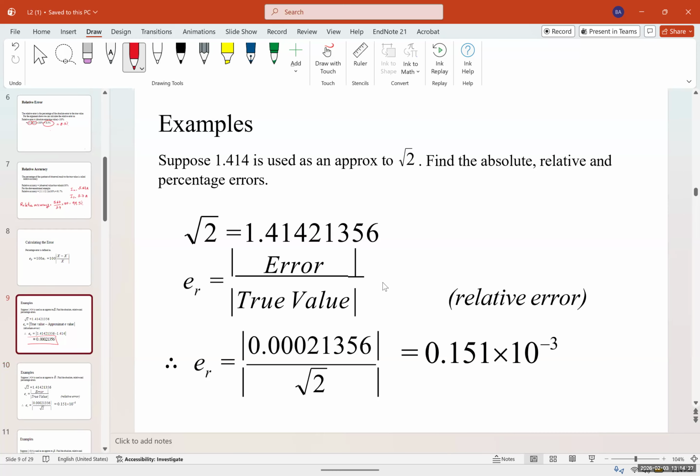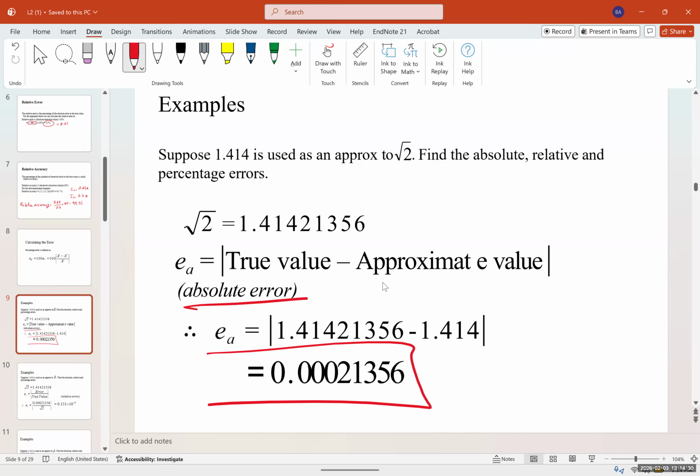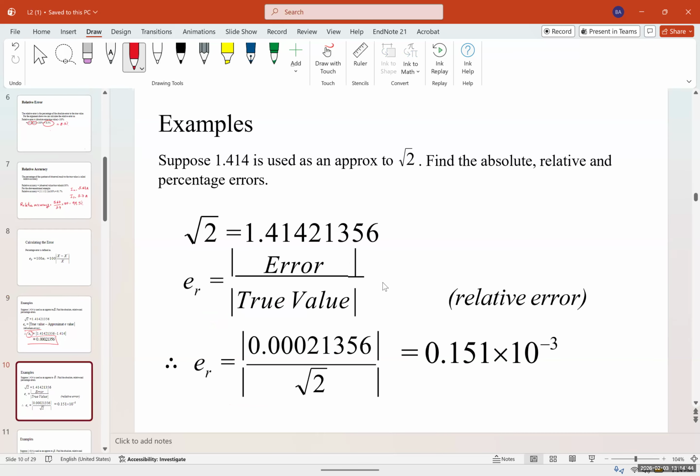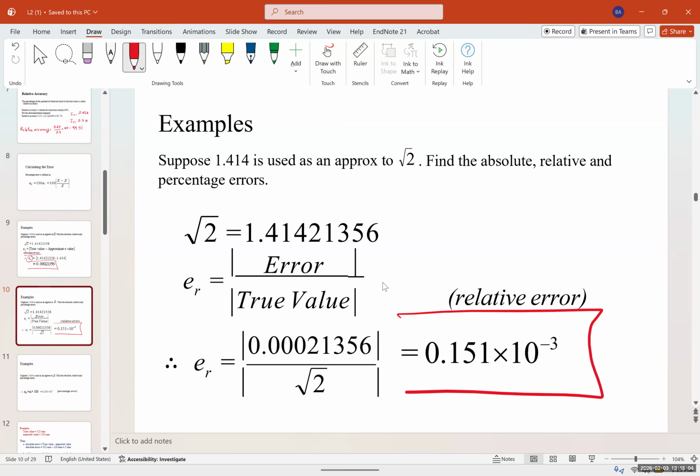Now, if you want to find the relative error, again, this is the absolute error, or EA, just subtracting the approximate value from the true value. And now, if we want to find the relative error, it's going to be the error that we found divided by the true value, which gives us 0.151 times 10 to the power of -3. So this is the relative error.